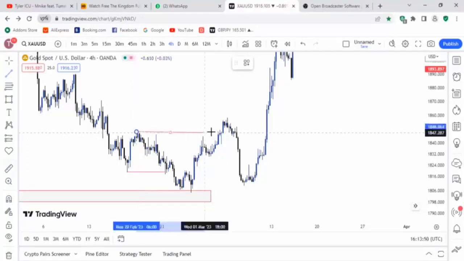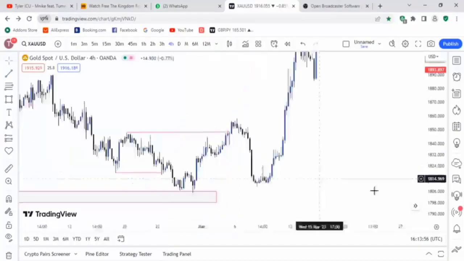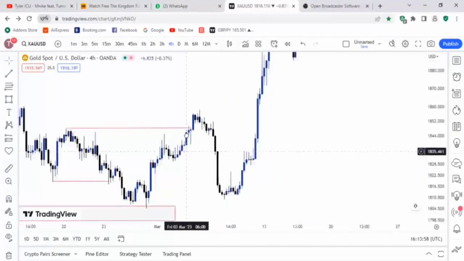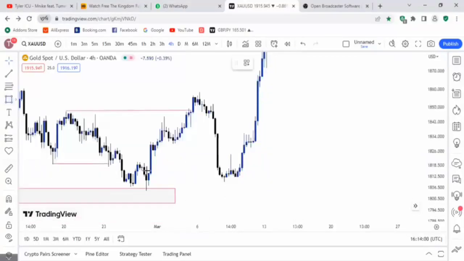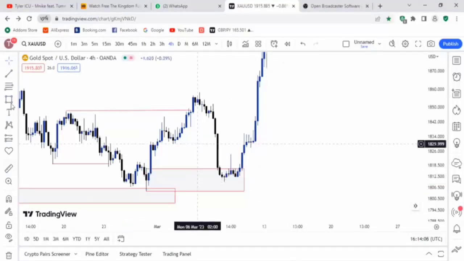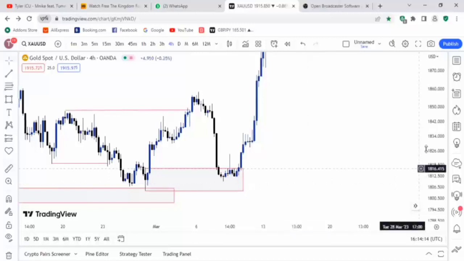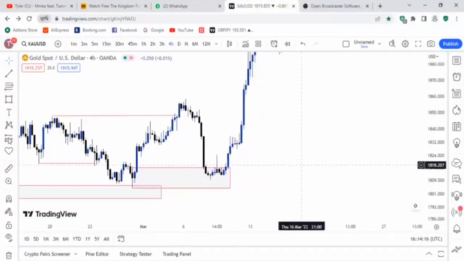Remember, change of character happens when there's a change in trend, but don't get confused. I'm going to talk more about it in the next videos. So after this change of character, we are having our order block here. If you take a trade on this 4-hour order block, let's assume that you are using the 50% of this order block. Remember that we have different entry types.